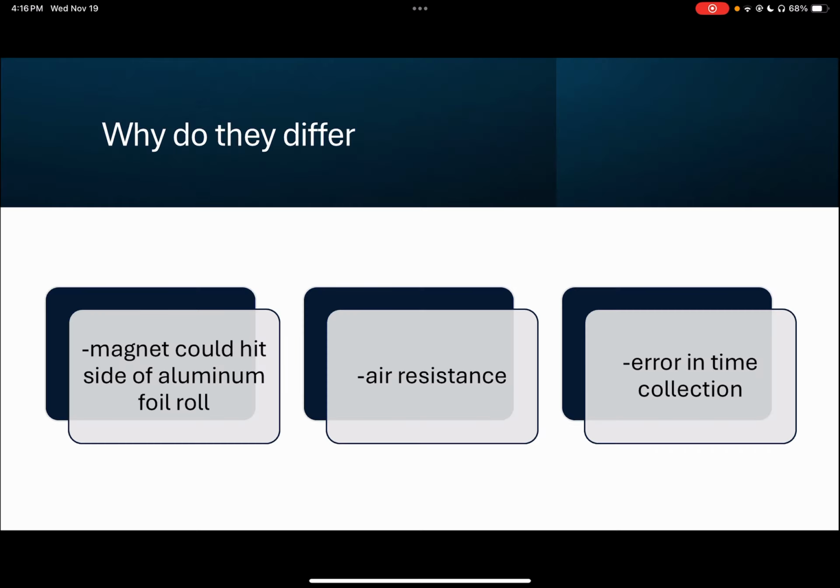And so why is that? We think that this could be due to the collisions with the side of the foil roll. These collisions could basically slow down its descent. Also, the bar magnet is not pointy. Its faces are flat, so there is air resistance affecting it. And we also suggest that there's a little bit of error in time collection.